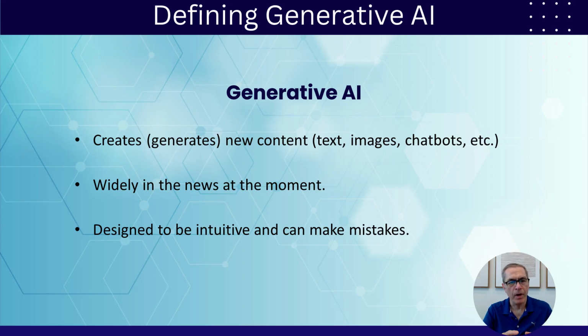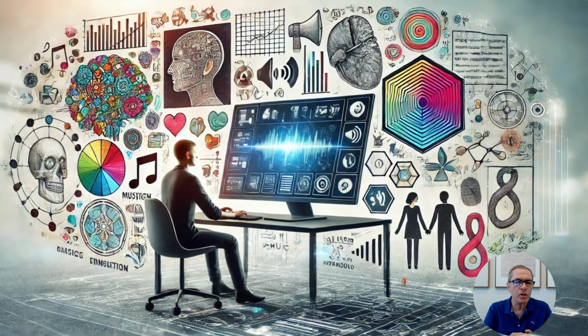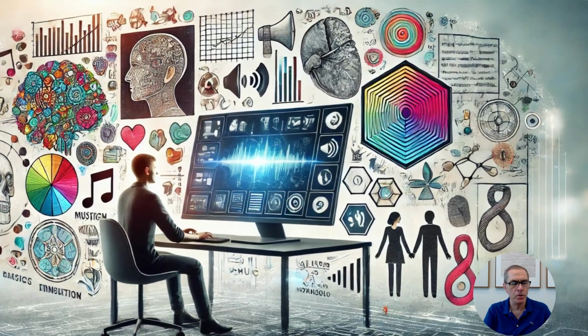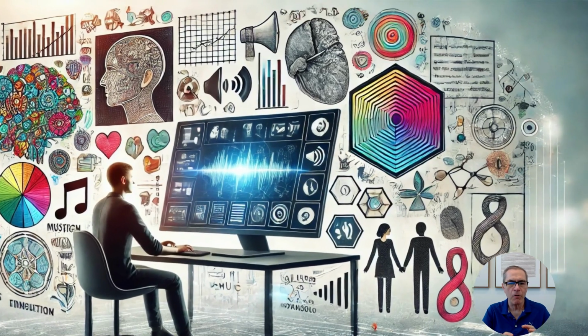Now the other type of AI is generative AI. Now this is where things get really exciting. Generative AI creates new content, whether it's text, images, chatbots, charts, many, many things. It's called generative AI because it generates new things through what feels like a human conversation. And this is the AI you're hearing about in the news.